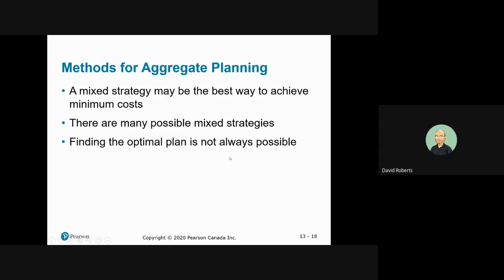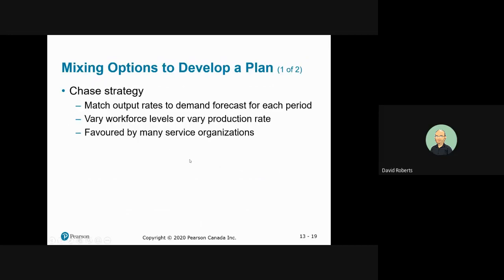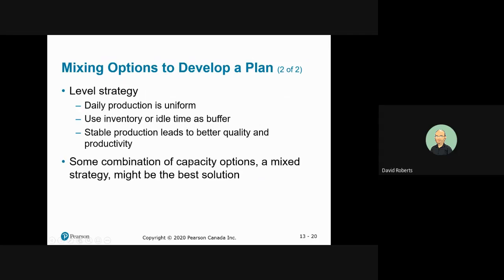So a lot of times it's a mixed strategy where it's not just pure inventory. And of course, that's only available when you have products you can inventory. And then it's not always possible to have a chase strategy either. So that's what makes it challenging. So I've already mentioned chase before, level production.